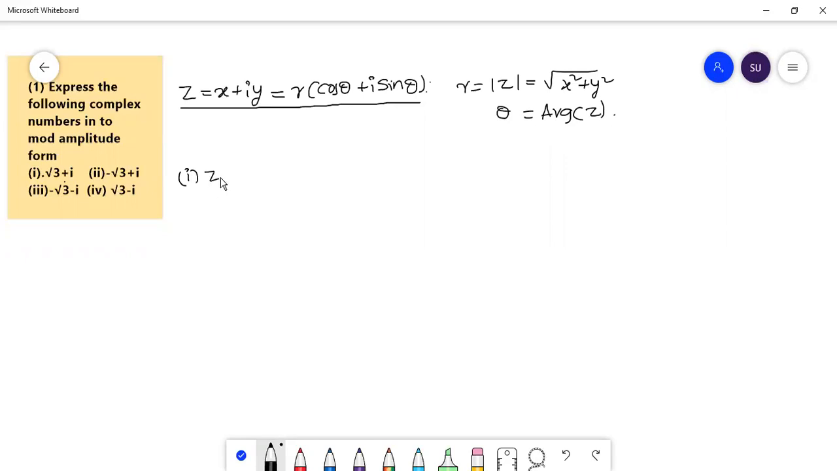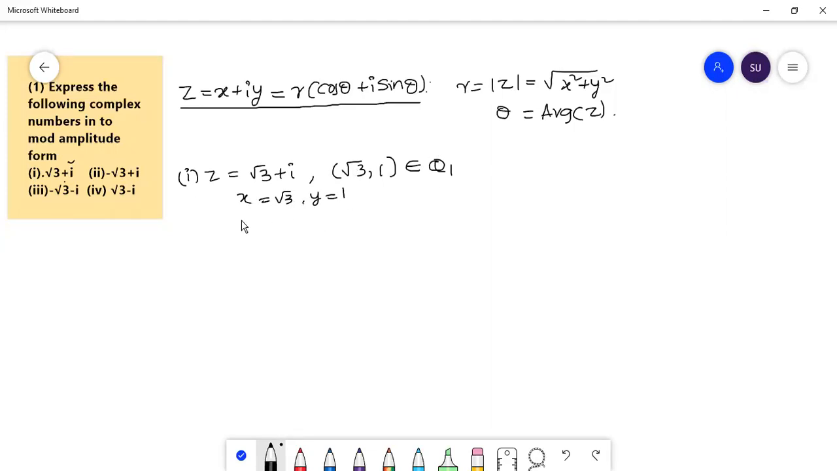Given that z is equal to root 3 plus i. Here you observe I have given 4 problems, all based on the values root 3 and i only. This one belongs to the first quadrant, because the point is root 3 comma 1, x is positive, y is positive, so it belongs to quadrant 1. So here x is equal to root 3, y is equal to 1.